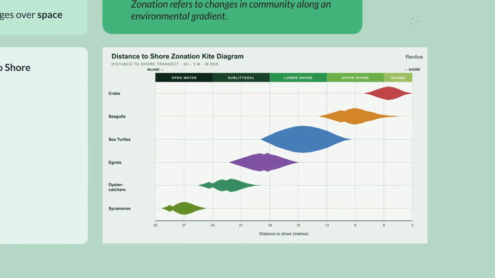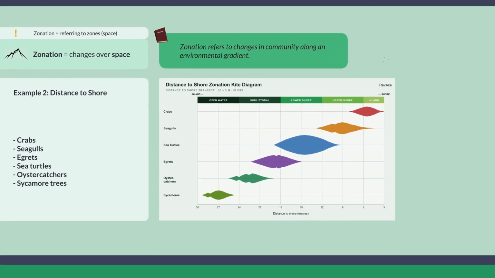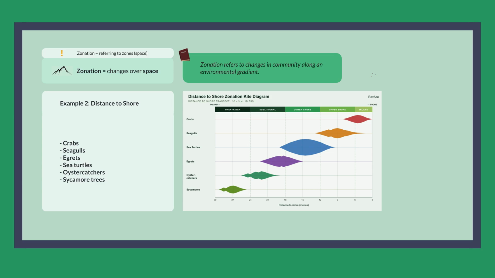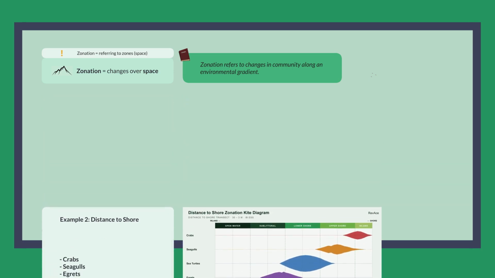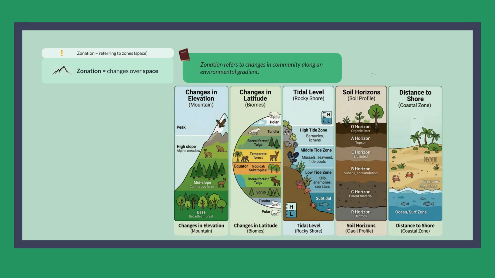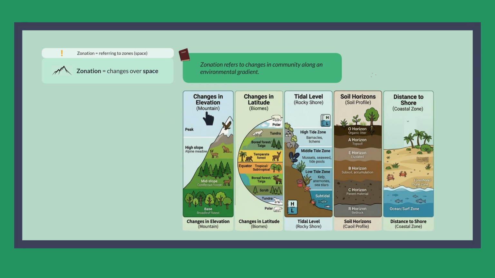So now that you have understood how to interpret data from zonation, let's go over the most common examples of environmental gradients. You do not need to remember these, but I do want you to have heard of them. We have changes in elevation, which we looked at in our hiking example, changes in latitude, along which you can see the distribution of biomes, change in tidal level, which looks at increasing depth of the water as you go further out on sea, soil horizons, which means looking at how the community changes as you go deeper into the soil, and finally, distance to shore, which is what we saw in the beach example earlier.